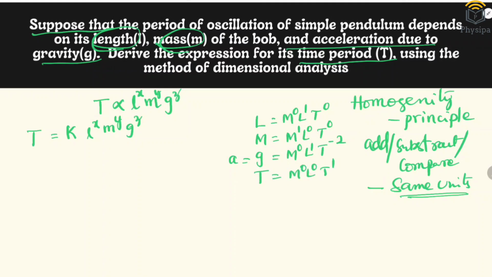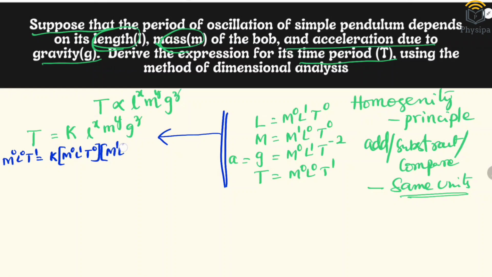Now by substituting these dimensional formulas in the given expression, we get the dimensional formula for time period, M^0 L^0 T^1, which is equal to some proportionality constant k into the dimensional formula for length, M^0 L^1 T^0, the dimensional formula for mass, M^1 L^0 T^0, and the dimensional formula for acceleration due to gravity, M^0 L^1 T^-2. And we have the powers x, y and z.